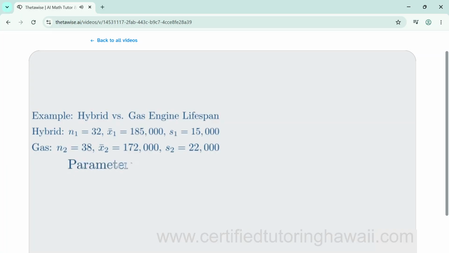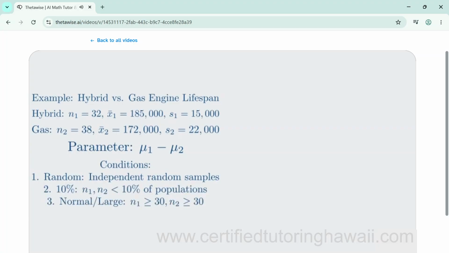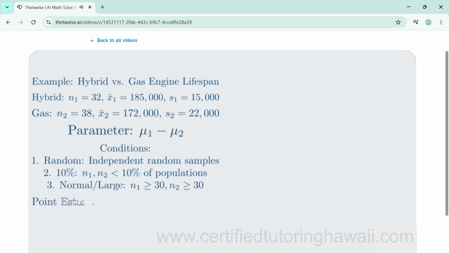The parameter, mu1 minus mu2, is the true difference in the mean miles until major engine failure for all hybrid cars and all standard gasoline cars. First, we check conditions. We have independent random samples. The 10% condition is likely met as 32 and 38 are small relative to all cars. Finally, both sample sizes are at least 30, so the normal condition is satisfied. All conditions are met. Now for the calculation.